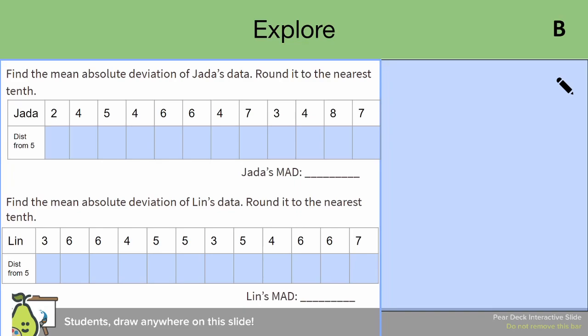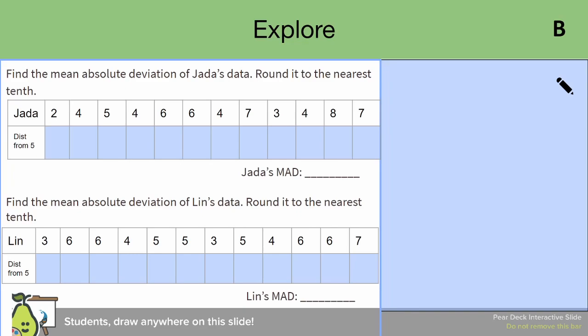Alright, welcome back. If you said that distance from 5 is there because Jada's mean is 5, then you are correct. And when we're talking about Jada's MAD, if you said they're referring to Jada's mean absolute deviation, then you are correct. And when they are talking about Lynn's MAD, if you said that means Lynn's mean absolute deviation, you are also correct. All right, so with that said, let's get to it. We need to fill in this table. So please pause the video and let me know, how do you fill in this first table?